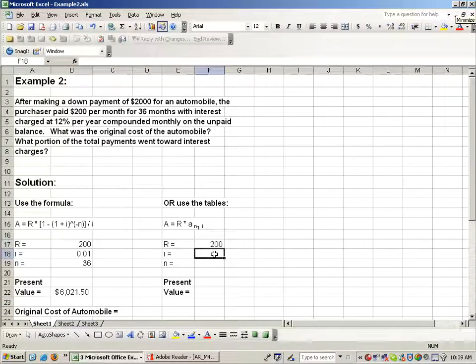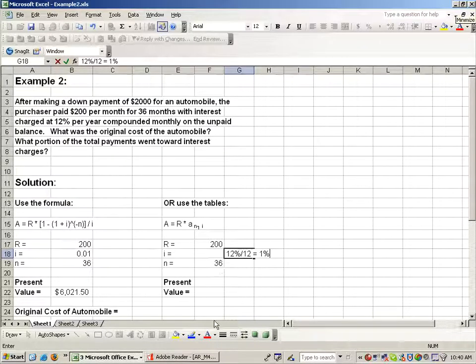Now, if you had decided to use the tables, R is still 200, N is still 36, but the tables express I in terms of fractions, so you want to think of this as 12% divided by 12, which is equal to 1%. So you will look in the column that says 1%, and you'll scroll down to row 36.